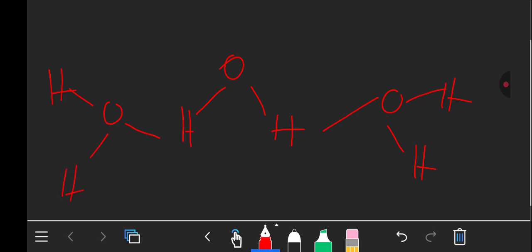Now, let's understand the bonds. We can have a water molecule here. This hydrogen is bonded to another water molecule. This hydrogen is also bonded to another water molecule. This oxygen is bonded to another water molecule, and since this oxygen has two lone pairs, it can be bonded to two water molecules.